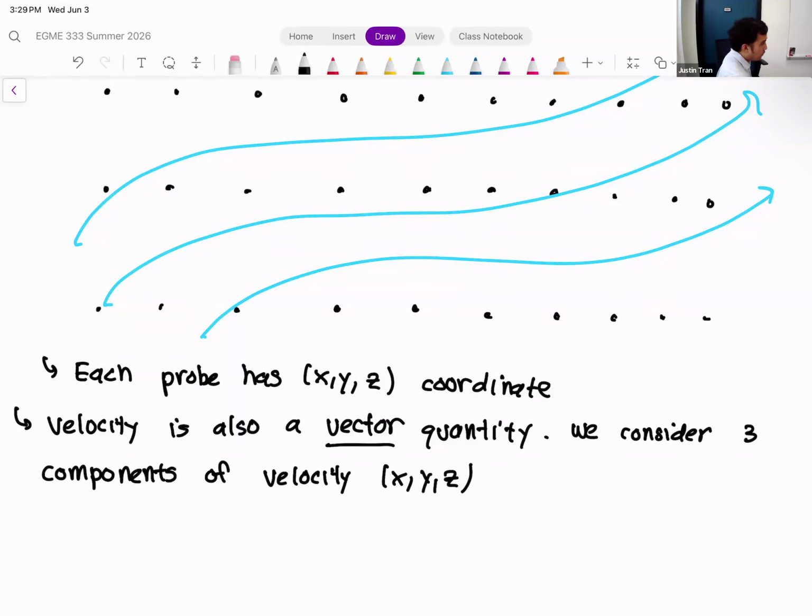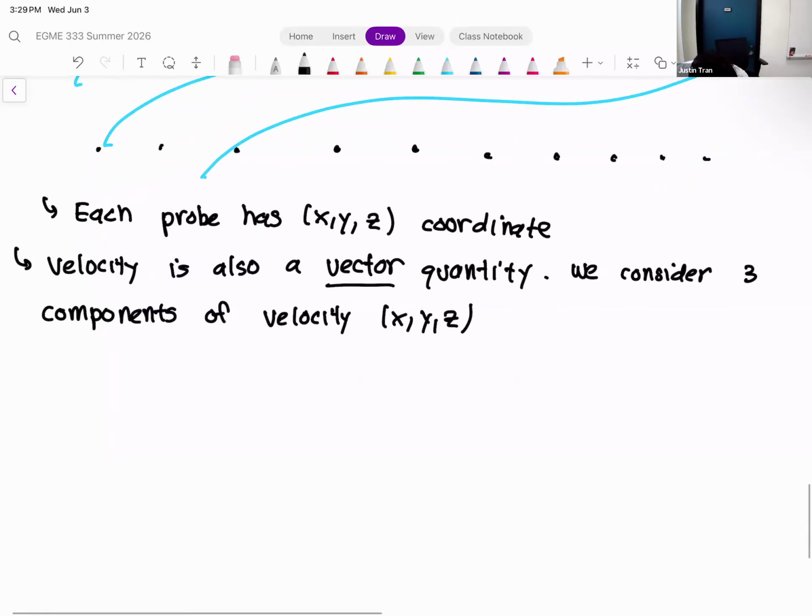Right, so each component of the velocity is a separate variable, and then each of those velocity components can individually depend on x, y, z, and time, right? And so you can see it kind of gets out of hand very quickly, right? So the most general description of the velocity field is the following.